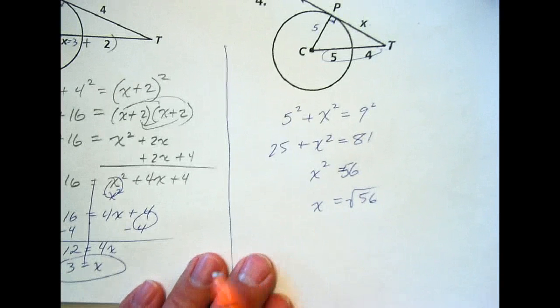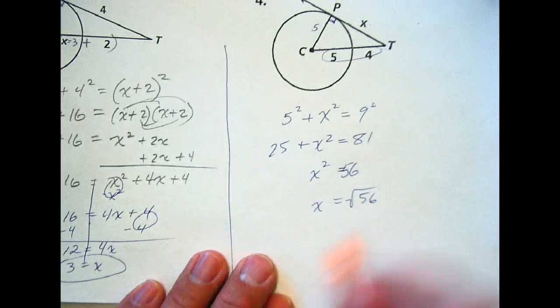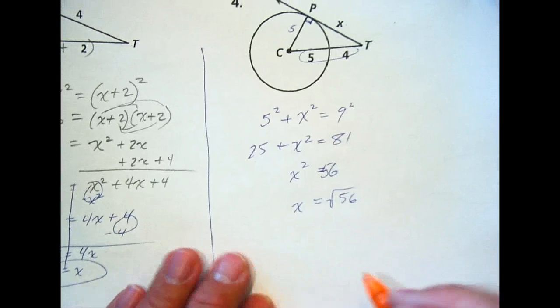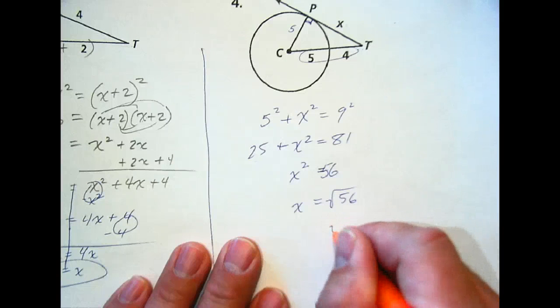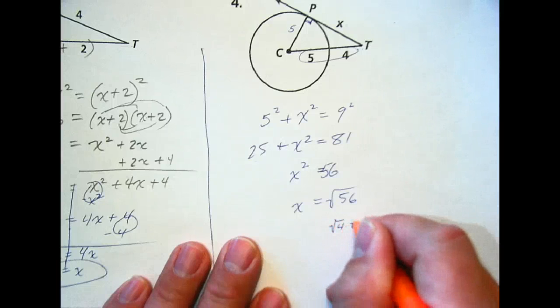So in this case, root 56, we've got to simplify. If they don't tell you to round, make sure you simplify your root. 2 root 14. Good. So that's root 4 by root 14, or 2 root 14.